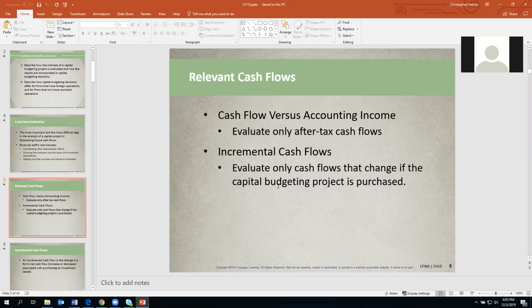Incremental cash flows. Evaluate only cash flows that change in the capital budgeting project if the project is purchased. So this is going to be contingencies. So you want to do a number of what we call sensitivity analyses, so that you're able to calculate in more than one project at a time, but it's all kind of in a test kind of formula. So that's before you actually make the purchase.